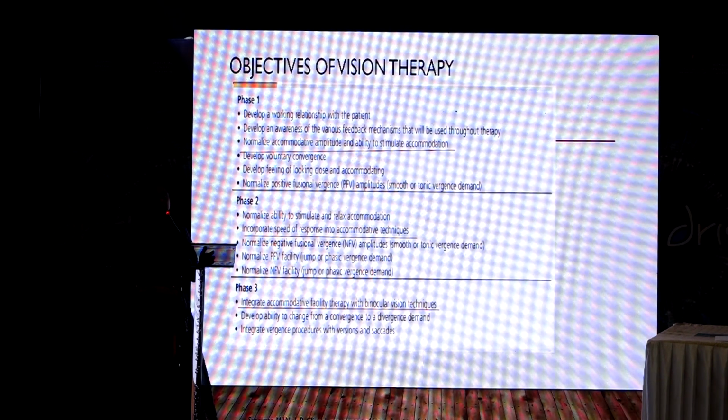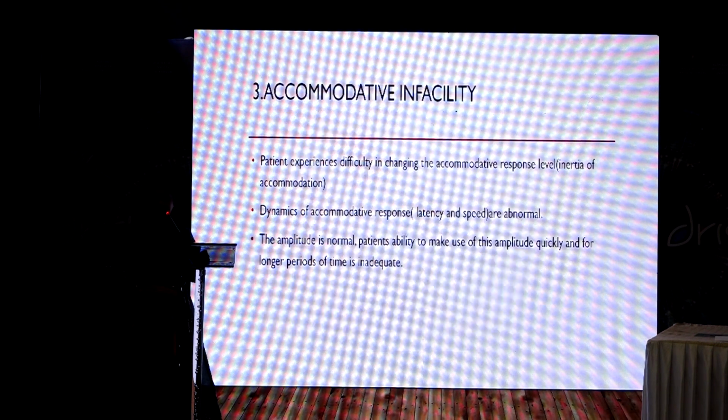Vision therapy has basically 3 steps. The first one is to normalize the accommodative amplitude. The second one is to incorporate speed and response into the accommodation responses, and the third one is to integrate it.